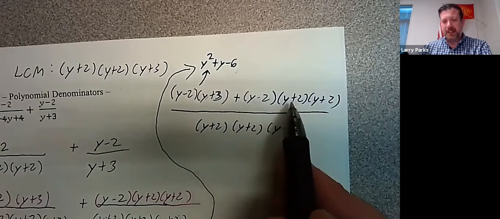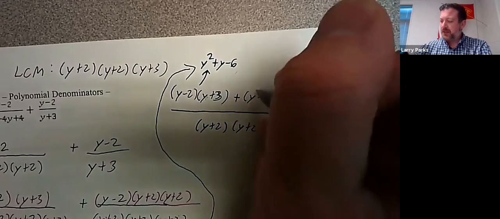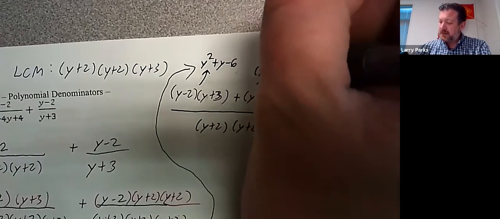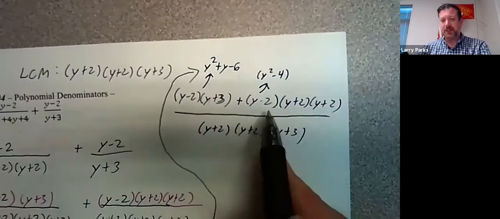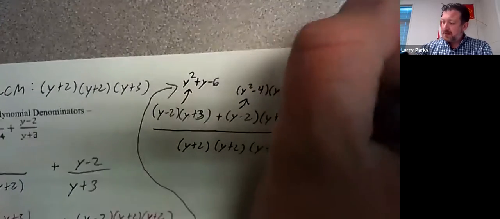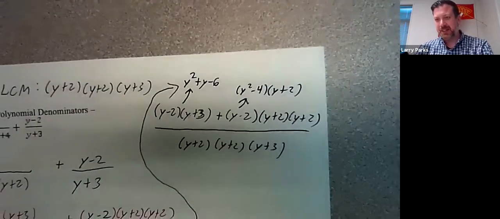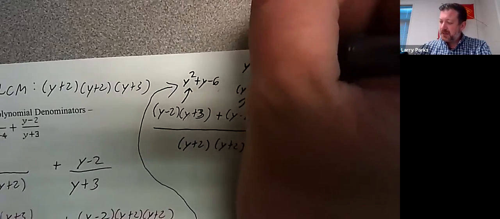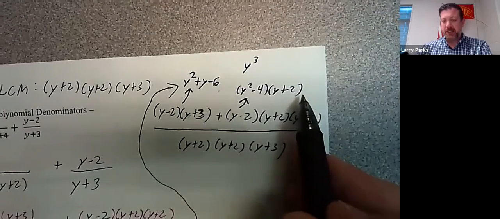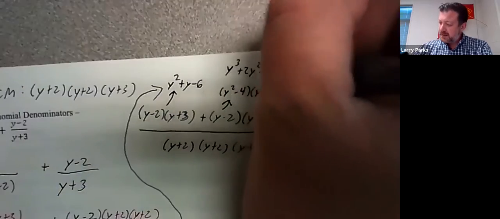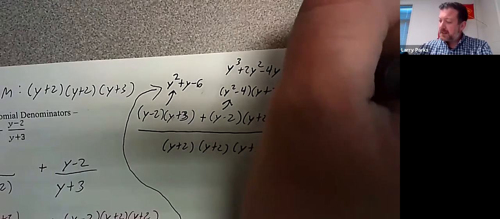And then if I take this times this, it's a difference of two squares. I know it already makes y squared minus 4. So these two make y squared minus 4. And then I have to multiply that by y plus 2, or I get the opportunity to. And then I distribute y squared times y. That's y cubed, 2y squared, minus 4y, minus 8.